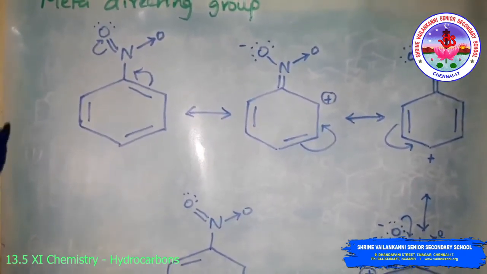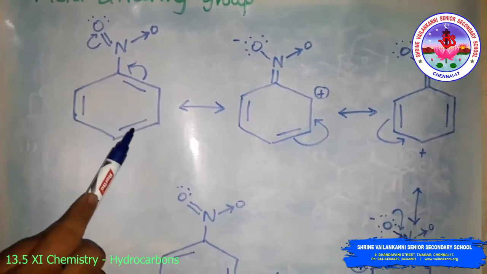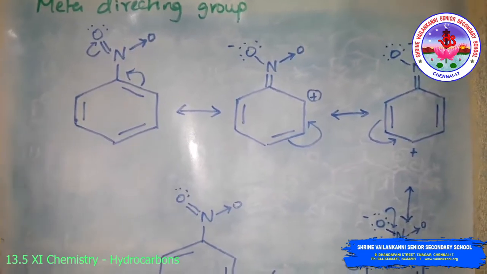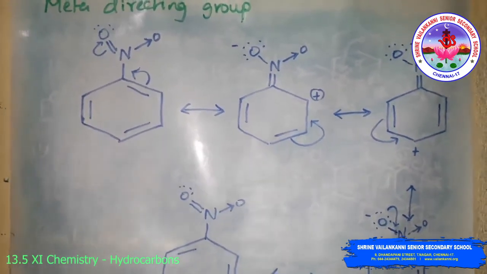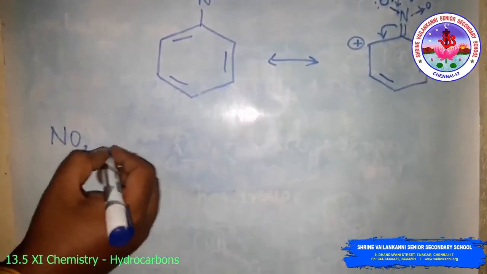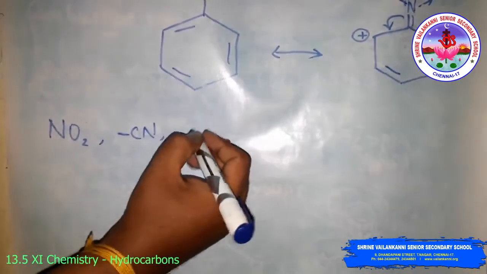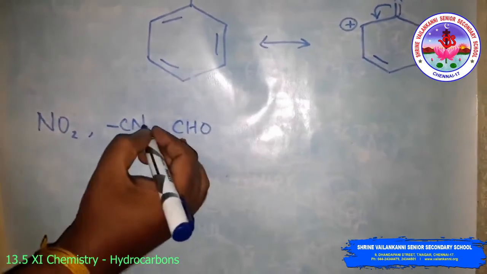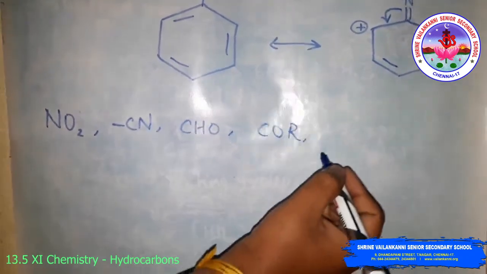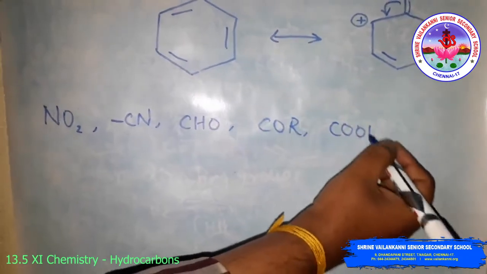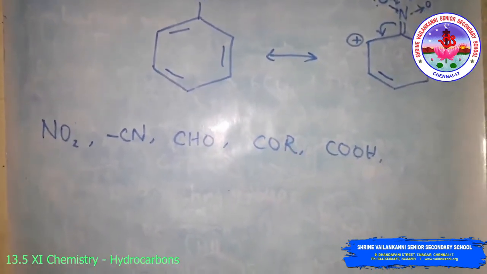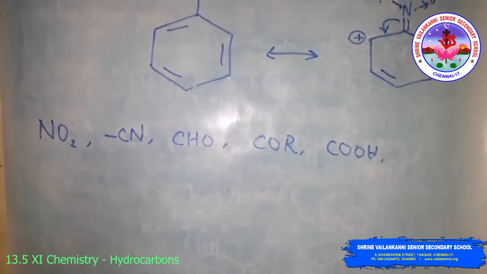The groups which direct the incoming group to the meta position are called meta directing groups. Examples of meta directing groups, I will write here: the NO2 group, then the CN group, the aldehyde group, then the COR group, then the carboxylic acid group, ester group, sulfonic acid group. Like this.